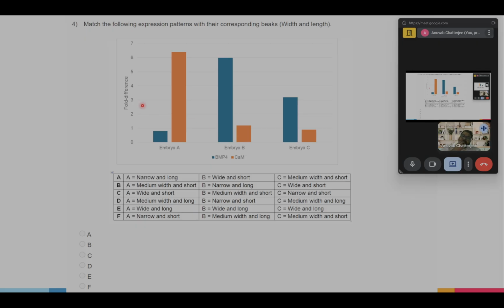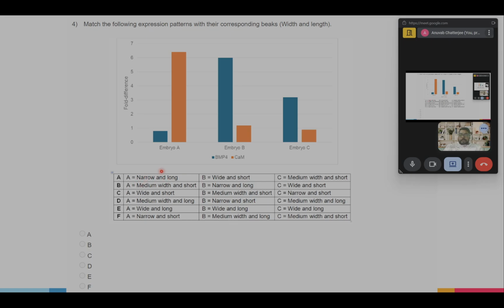The next question is, match the following expression patterns with their beaks. Here we are talking about Darwin's finches. If you have gone through that paragraph of the lecture, this might be easy, otherwise we'll look at it. They have told us that in embryo A, we have a small amount of BMP4 and a high amount of CaM, which is calmodulin. Embryo B has a high amount of BMP4 and a low amount of calmodulin. And embryo C has a moderate amount of BMP4 and a low amount of calmodulin. And we have six options on how the beak will develop in all these embryos.